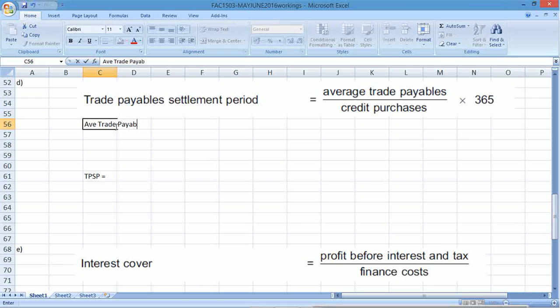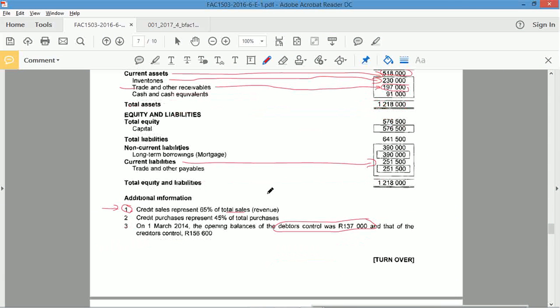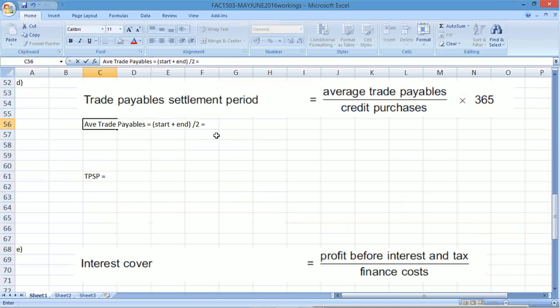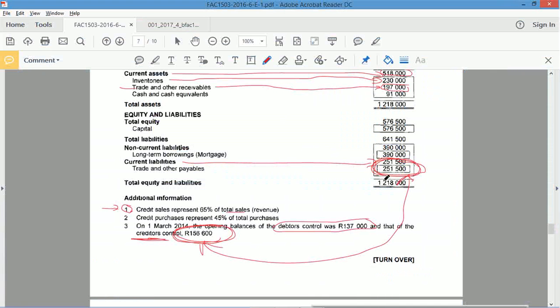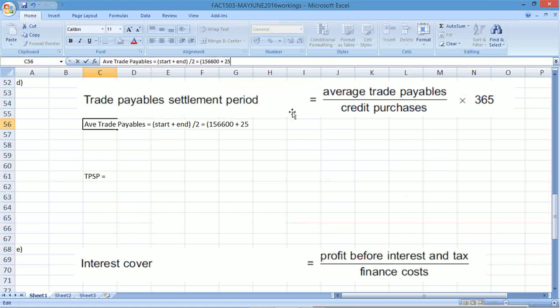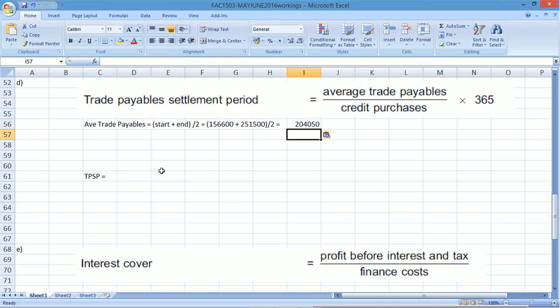Average trade payables: start plus end divide by 2. Let's look at our information. There's my trade payables, and here's my opening balance, creditors control. Those are the two figures you're going to need for this question. Creditors control 1st of March, 156,600, plus 251,500. Close brackets, divide by 2 equals an answer. Grab the calculator, solve, I get 204,050.